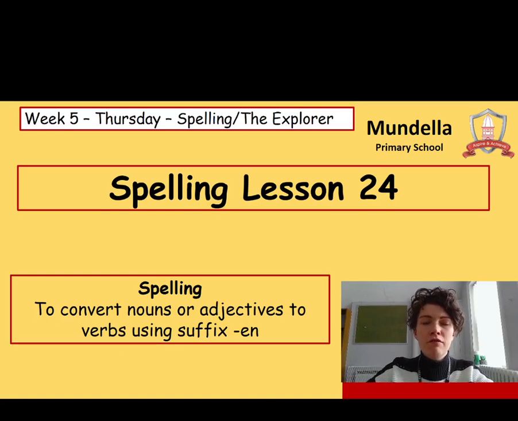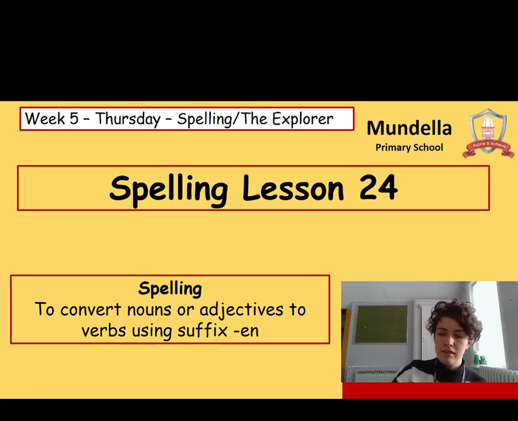We have been converting nouns or adjectives to verbs using a variety of different suffixes over the last few lessons. Well, today we're going to be using the suffix en. You'll remember that suffixes go, that's right, at the end of a word, and it changes the noun, so the person, place, object or thing, or an adjective, so a word that gives more information about the noun, and we change those word groups into verbs, so action words, using that suffix.